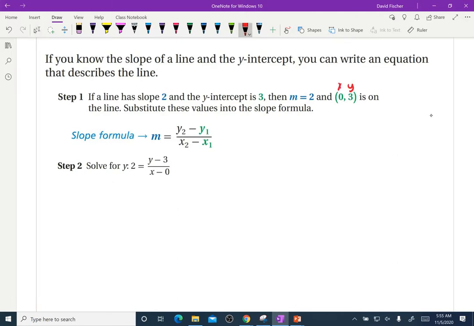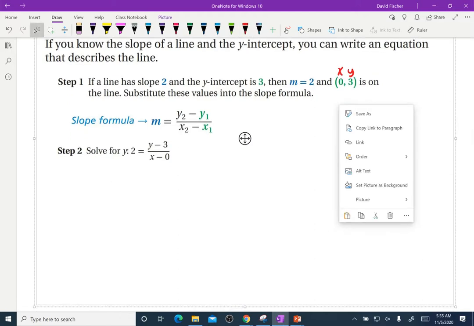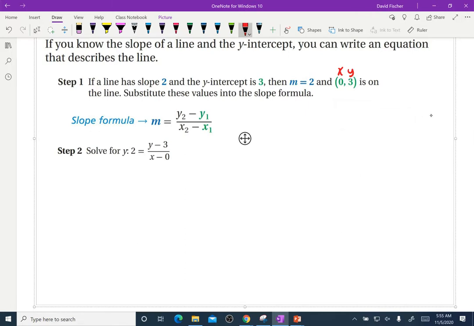This is my y, like on our practice warm-up problem today. So what they are suggesting that you do here is that you do this. Instead of an m, you put in a 2. So we have 2 equals y sub 2, which I don't know, minus y sub 1, which was this 3 up here, over x sub 2, which we don't know, minus x sub 1, which was 0.